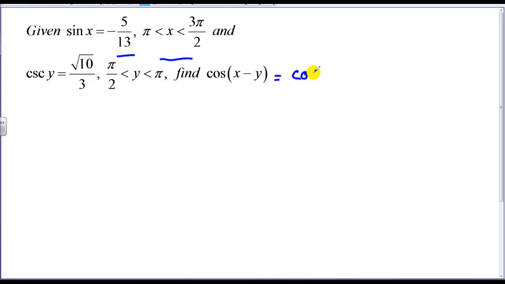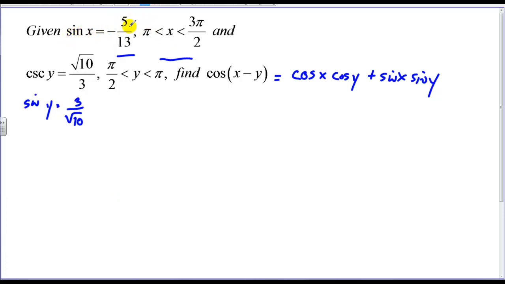Cosine, cosine, sine, sine, and the opposite correspondence. So cosine x, cosine y, plus sine x, sine y. Now, notice we have cosecant here, so the sine of y is going to equal 3 over root 10. And we're going to start plugging things in as soon as we find our other values.